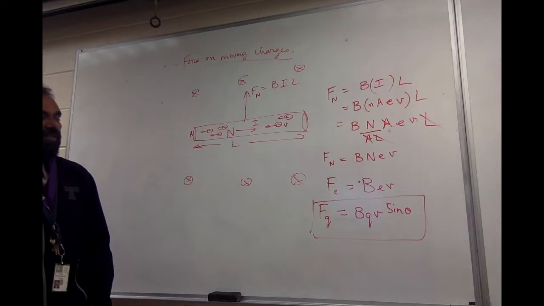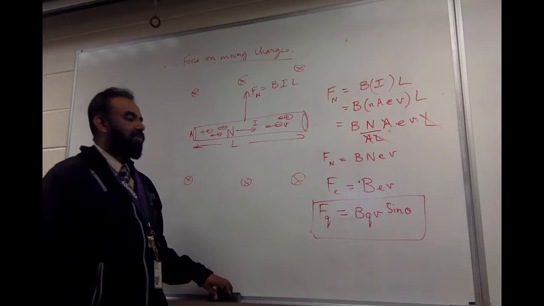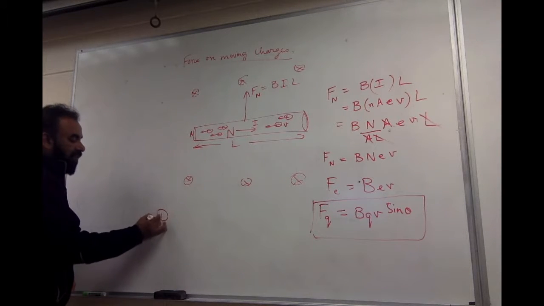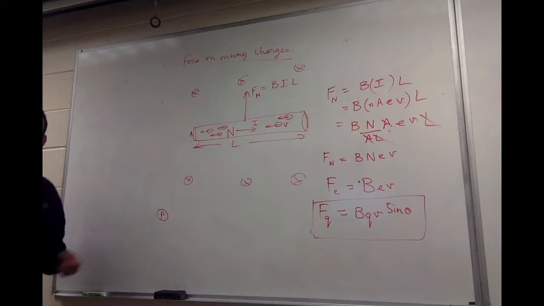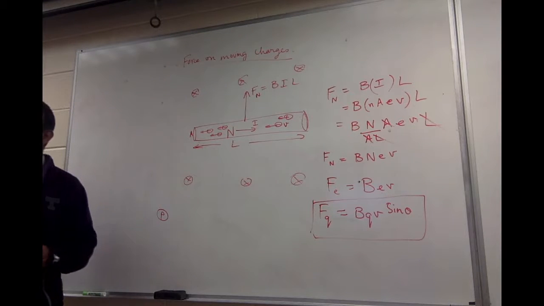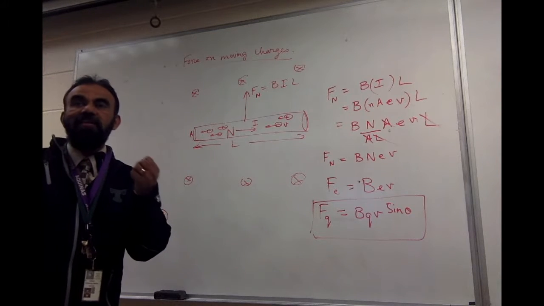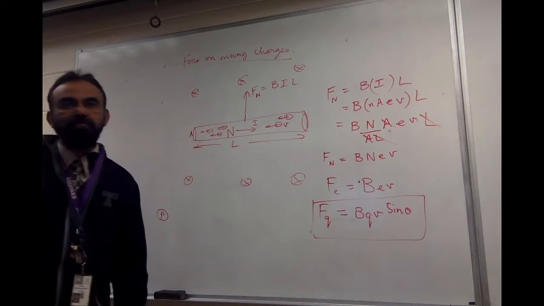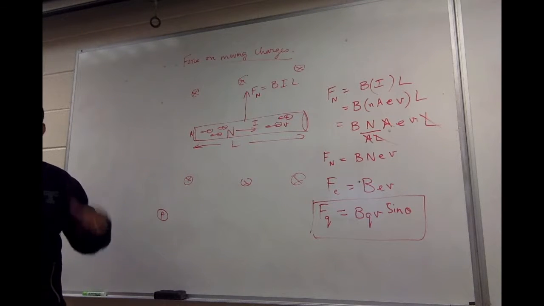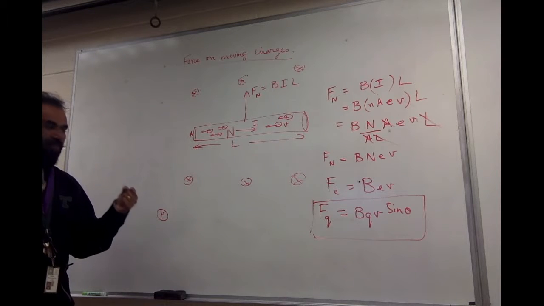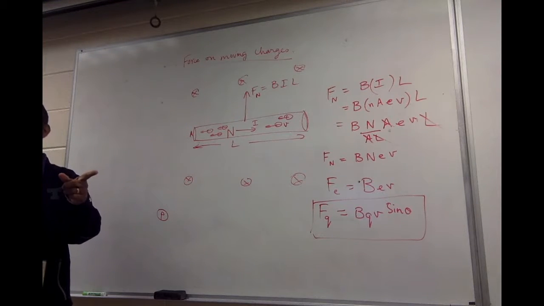So BQV sine theta is the force on charges moving in a magnetic field. So if you have a stationary proton, for example, in a magnetic field, what force will it experience? 0. That's stationary. So a stationary charge will not have any effect due to a magnetic field. But electric field, definitely it's going to be having effects. A stationary charge is going to be influenced only by electric fields, not magnetic fields.